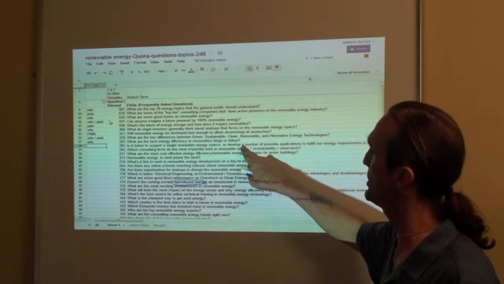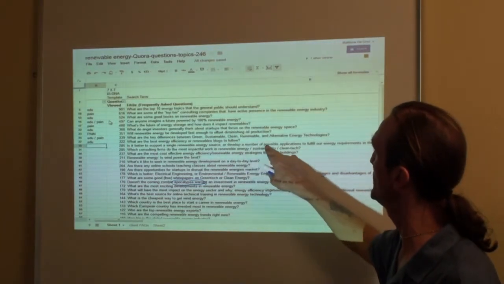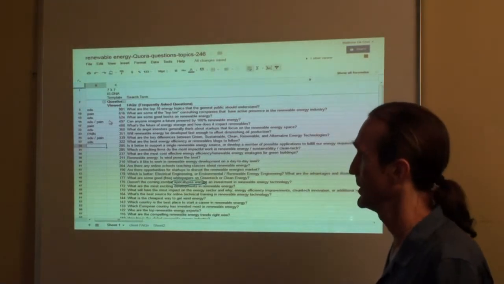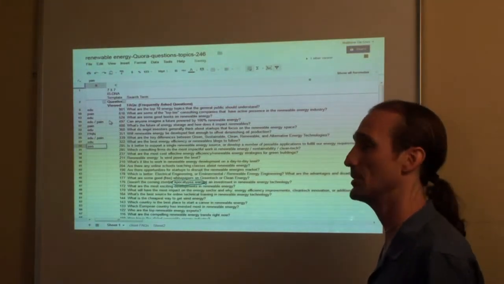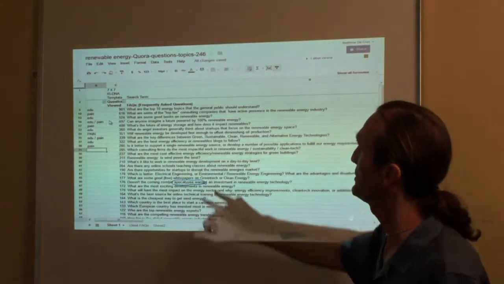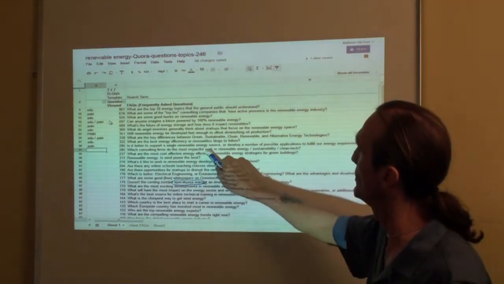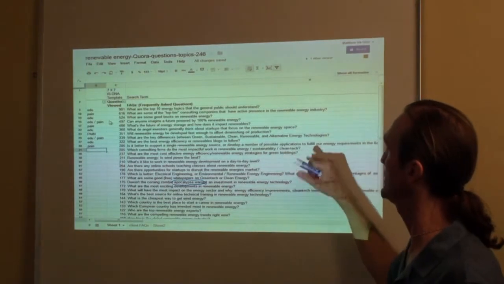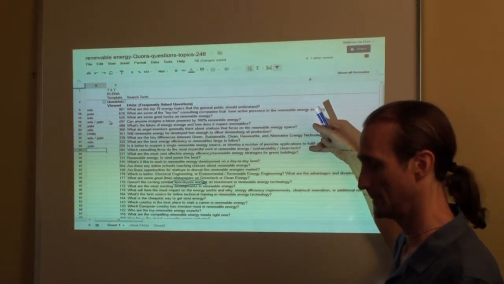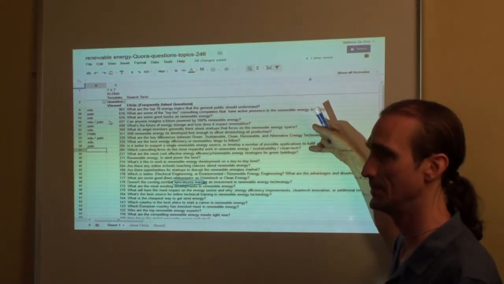And is it better to support a single renewable energy source or develop a number of possible applications? What do you think? I would say it's pink. And I would also point out that yesterday you would have called it educational, so you've come along. Yes. Okay. Which consulting firms do the most impactful work in renewable energy, sustainable, or clean tech? Pink.